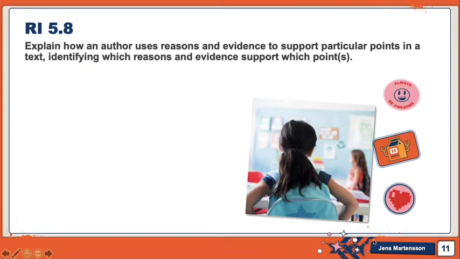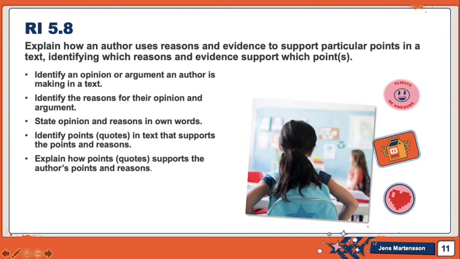Reading Information Standard 5.8. Students have to explain how an author uses reasons and evidence to support particular points in a text, identifying which reasons and evidence support which point. So whenever a student is reading an article or a text, they have to identify an opinion or argument an author is making in a text. They have to identify the reasons for their opinion and argument. They have to be able to state the opinion and reasons in their own words. Identify the points, which are quotes, in the text that support the points and reasons. And identify how the points or quotes support the author's points and reasons.